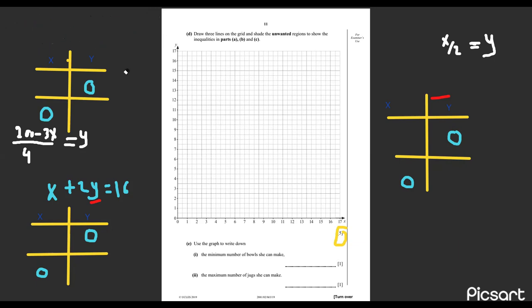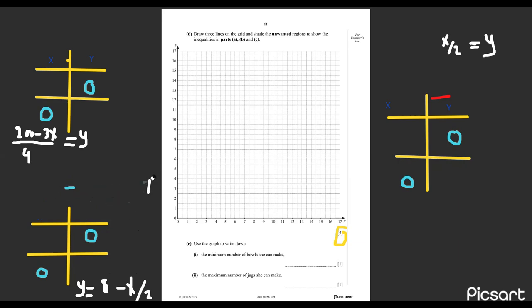And the last one here, we can say that is 16 minus x divided by 2. The y will be equal to 16 minus x divided by 2. And 16 divided by 2 is equal to 8, so it will be equal to 8 minus x over 2. Okay, and it's time to solve.